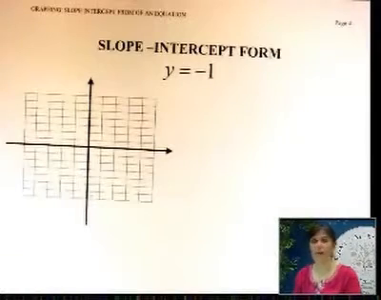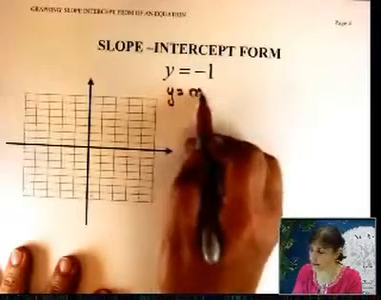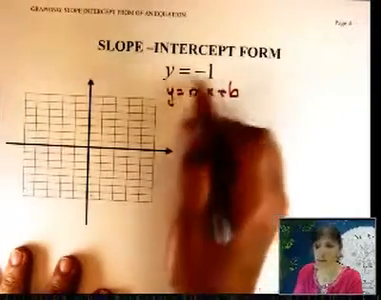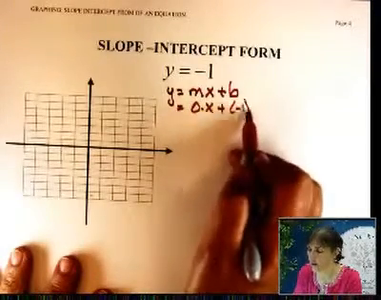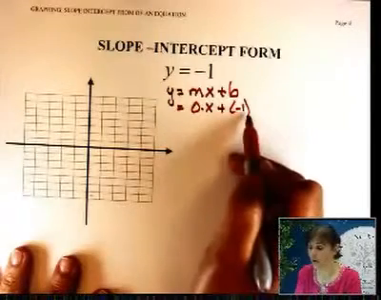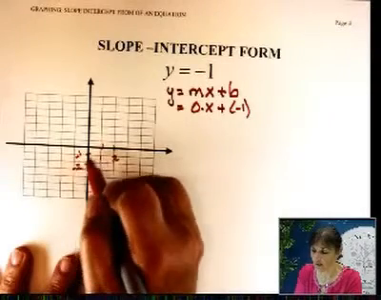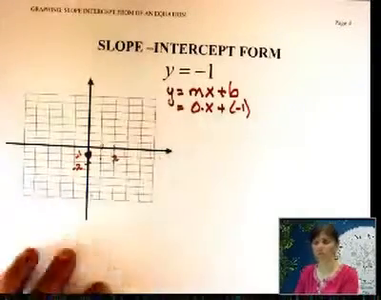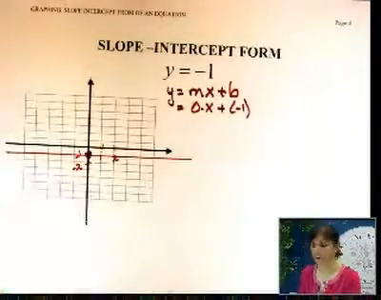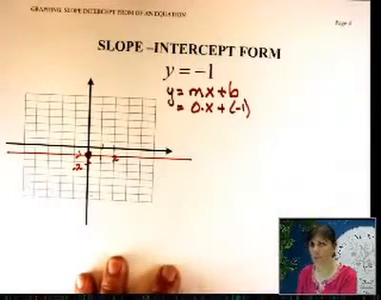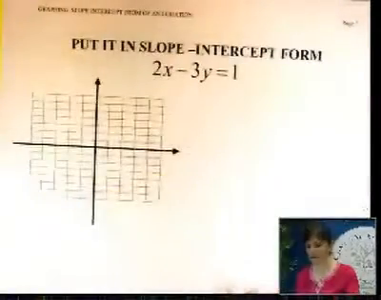Okay, y equals negative 1, slope-intercept form. Ooh, that's a little tricky. Y equals mx plus b. Guess what? There's no x. So that means this is 0 times x plus negative 1. That's 0 slope. What's that mean? Negative 1, y-intercept. Here's 1, 2. Here's negative 1, negative 2. Negative 1, y-intercept, slope of 0. What does that mean? It's a flat line. Very good. And remember, we had talked about y equals a number being a horizontal line anyways. So you know that already.